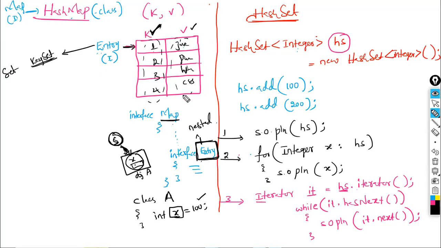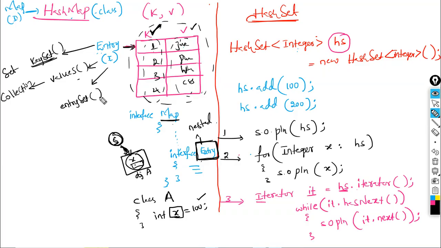When it comes to values, values can be duplicated. When duplicates are allowed, what do you call that? It may be a list, but it is not a list here. By using the values method, we get the return type as a Collection, any collection. This is the second method. Next, the third one gets the entire data as key value pairs, called entrySet. This also results in some collection. So these are the three methods.